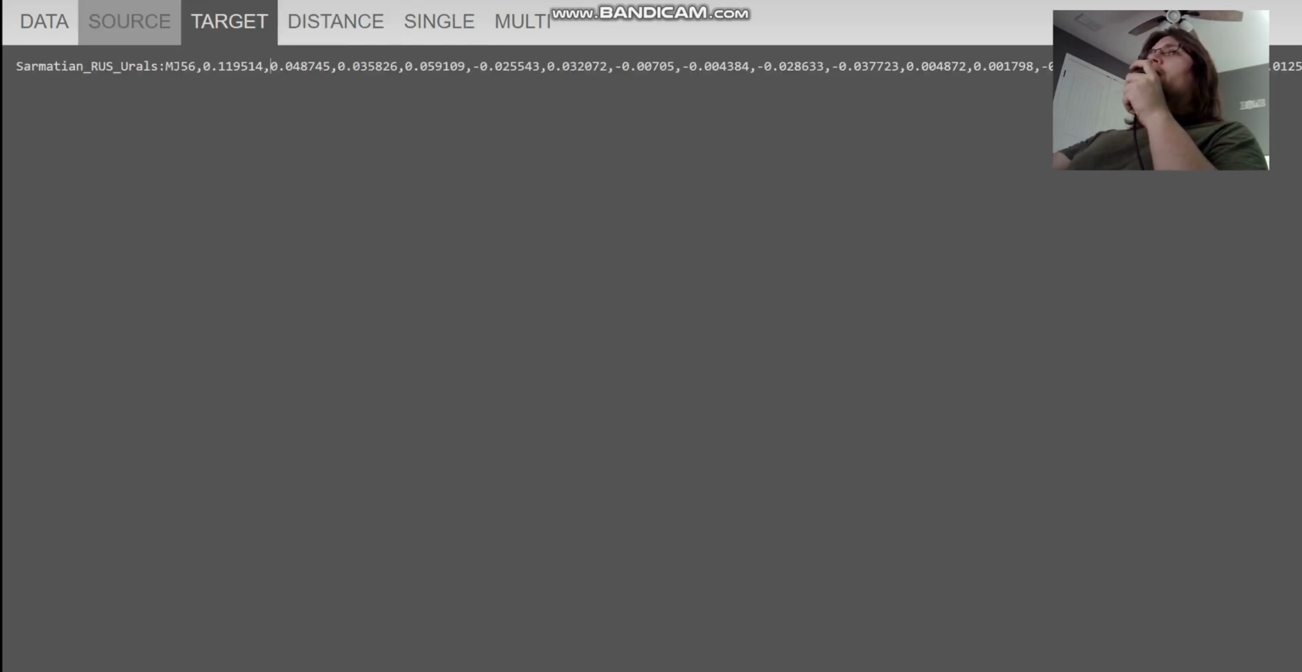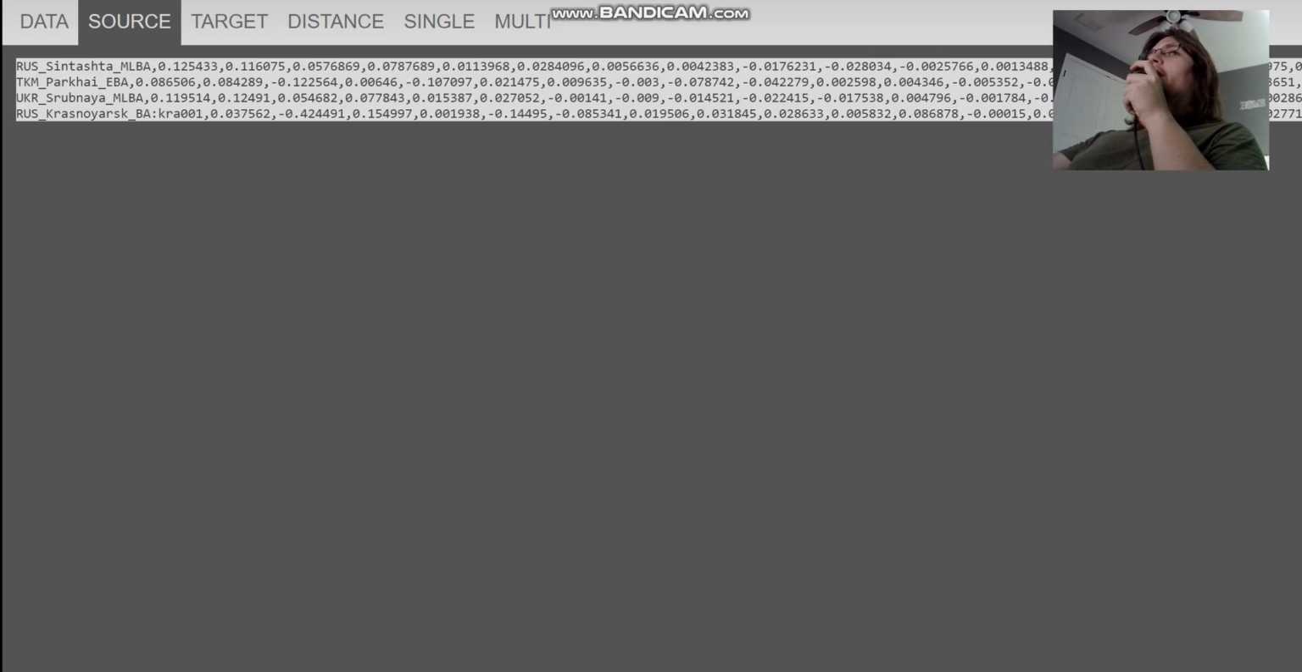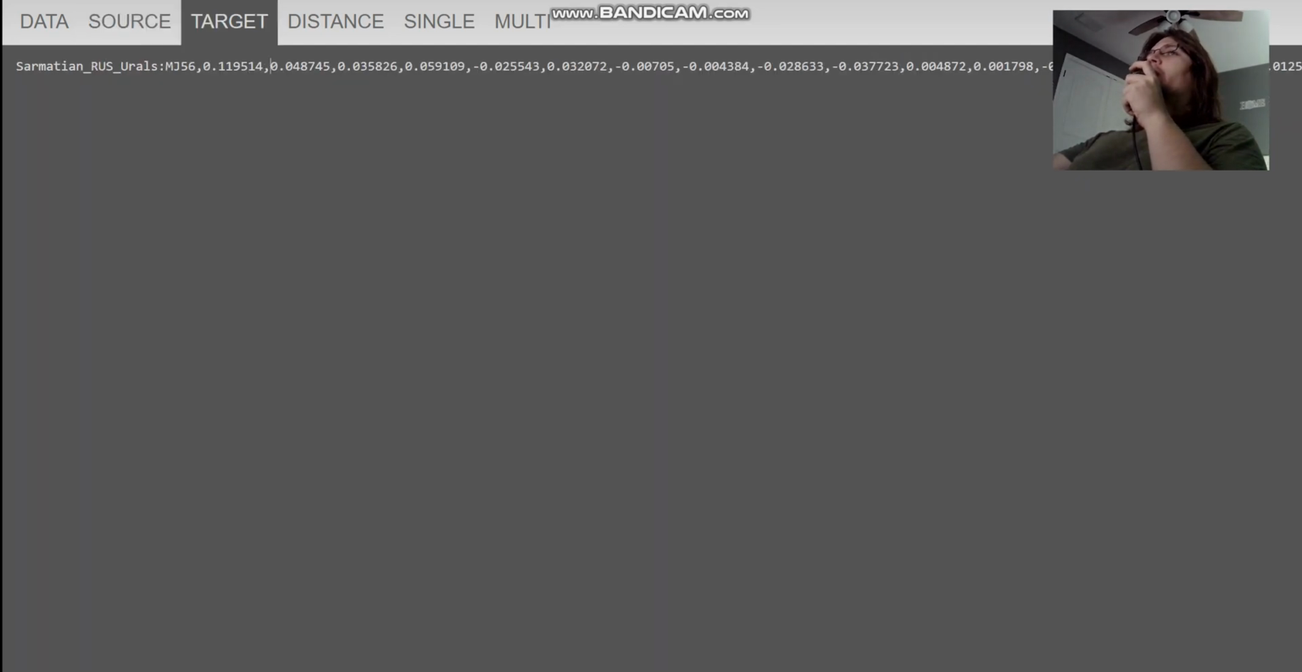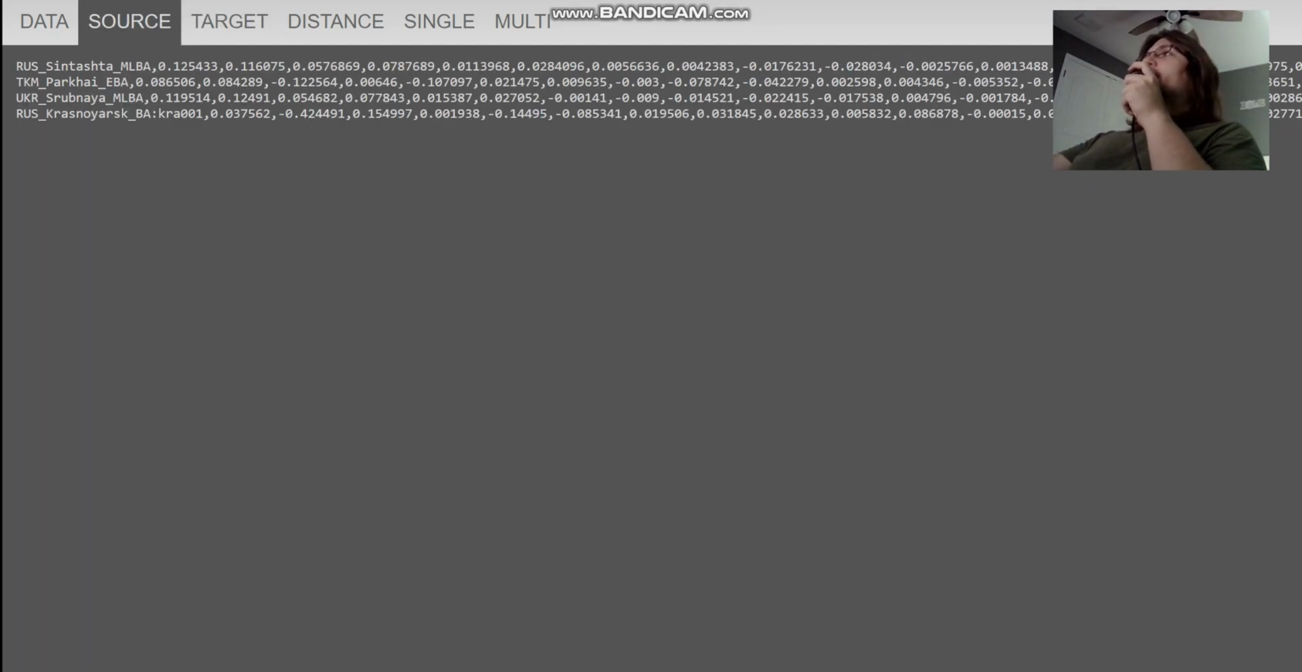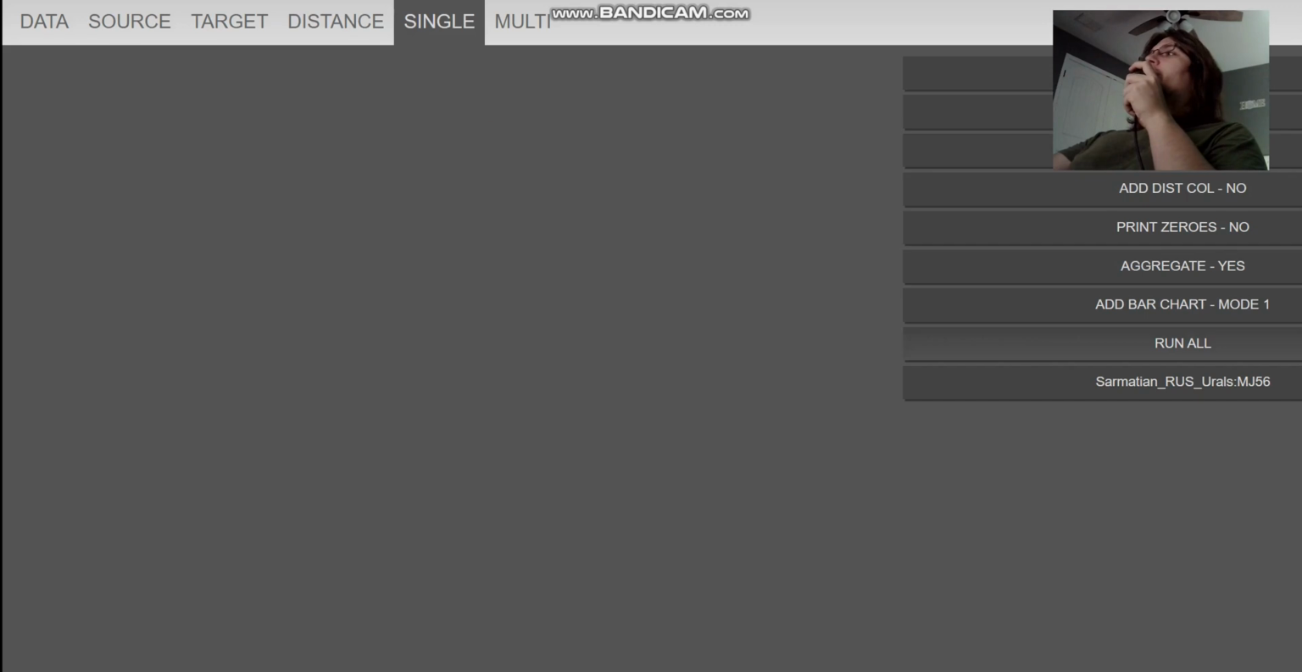Now, we're just going to use this model right here to model her as a mixture, because these are the groups that are ancestral to Sarmatians. There's the Sintashta and the Parhai, which are ancestral to Uralic people. And then there's the Srubnaya and Krasnoyarsk, which are admixture they might have picked up along the way. So let's see what she's going to get modeled as.